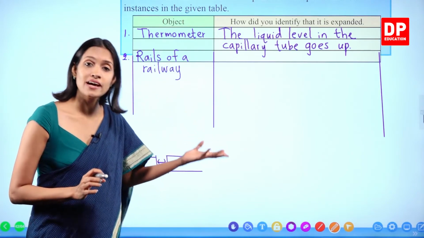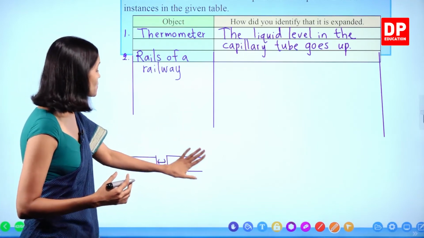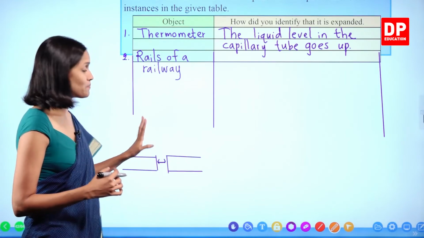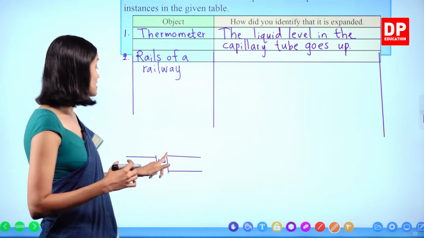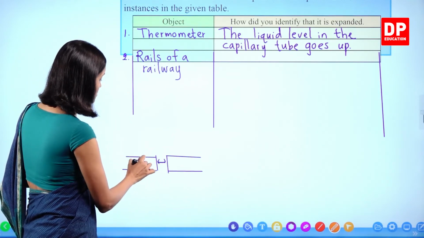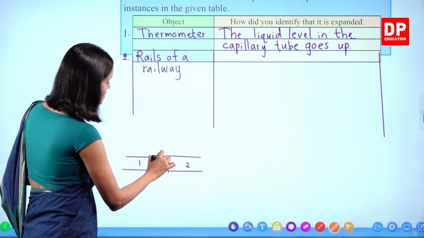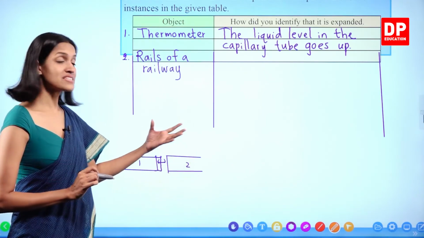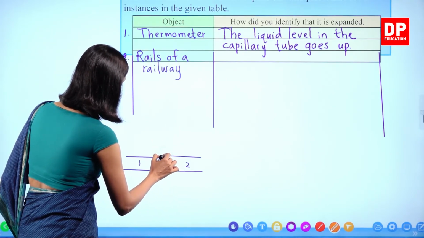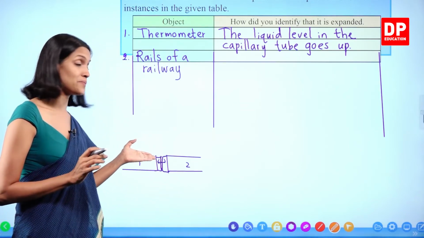So, during the daytime, what happens? Because of the environmental temperature, these rails are made of metals, right? The rails get heated up and therefore they expand. The length increases. Now this is the first rail and this is the second rail. When the first rail's length increases, it happens like this. In the second rail also, when the length increases, there's enough space for the increase of length, because of the presence of this gap.